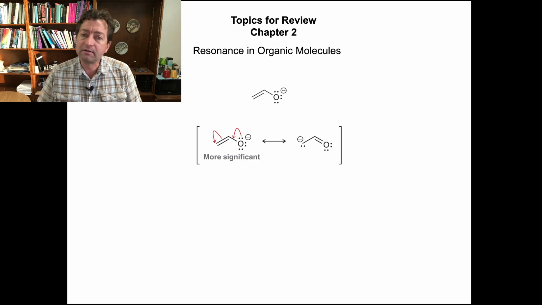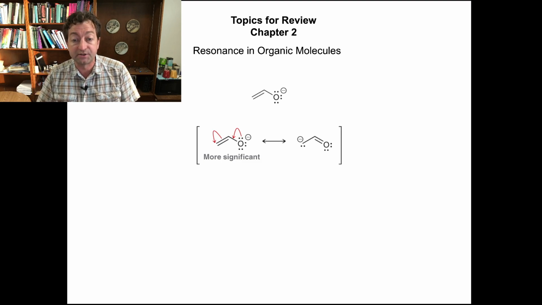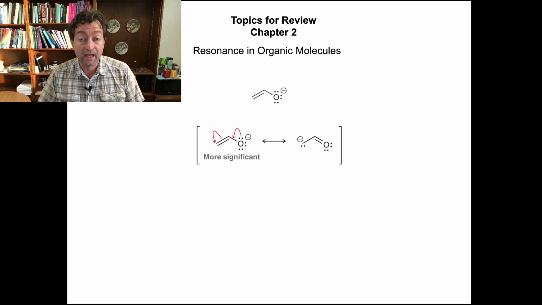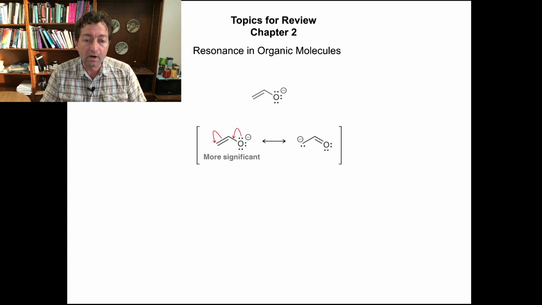So in other words, unlike the carbonate ion, where if you look back to that, all three structures we drew had negative charges on oxygens, here we're being asked to make a choice between an oxygen and a carbon. Which one of these is more significant? They're both bona fide resonance contributors, but which one's more significant? Well, it'd be the one where the negative charge resides more directly on the more electronegative element.